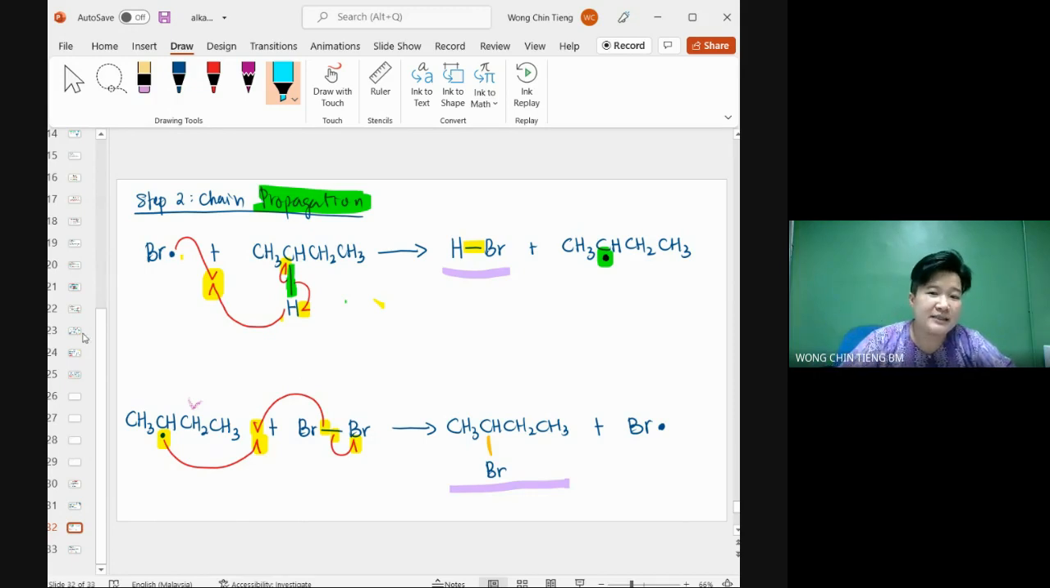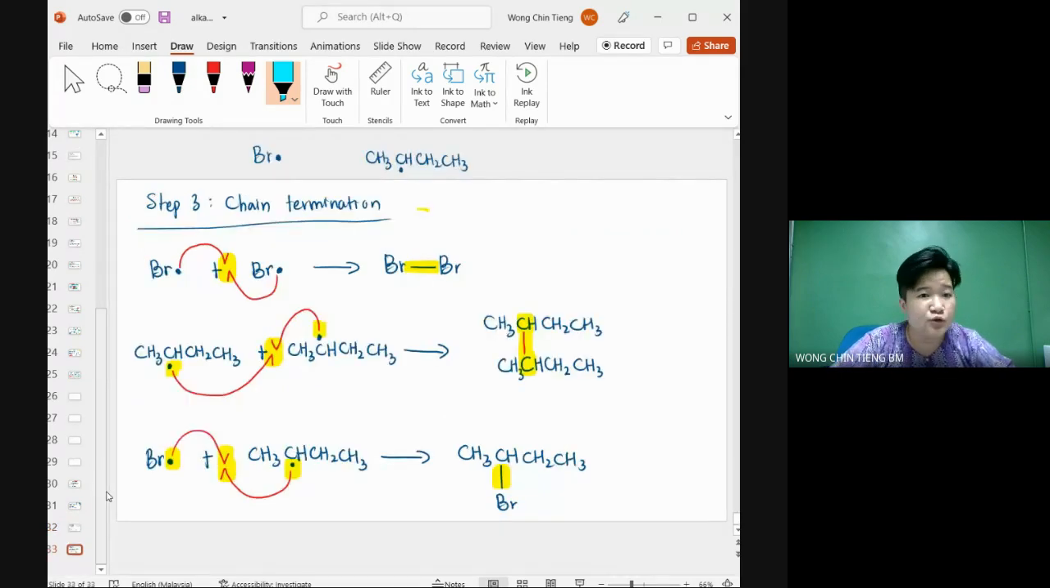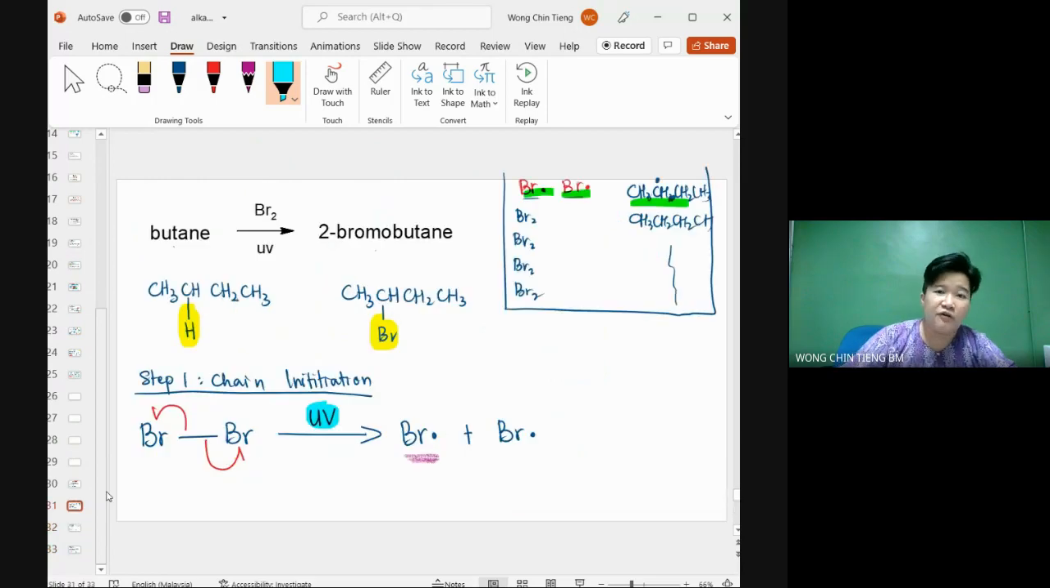Kenapa no? Sebab kita dah ada free radical yang kita hasilkan daripada step 1 tadi. Betul. Free radical dah ada. The reaction already started. So UV is not needed. Same thing goes to your termination. Kita tak perlu UV. Why? Because we already have free radical. I have plenty of free radical. Okay? So tak payah. A bit of tips for these 3 steps, okay?